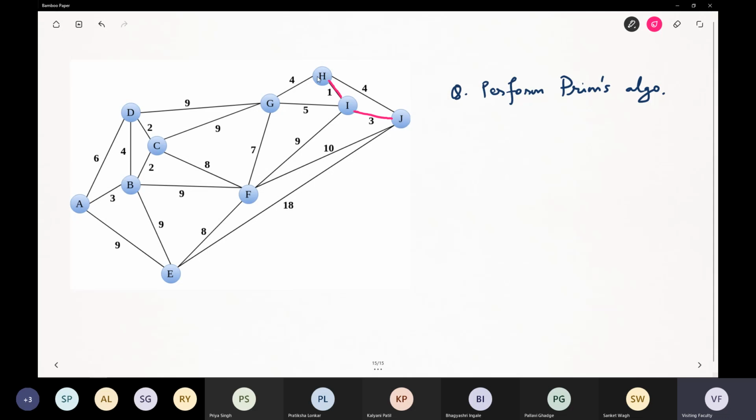Now among the edges connected to these, you cannot pick HJ which will form a cycle. Now you have GH of weight 4, GI weight 5, then IF, JF, JE. That's all. So the minimum weight now is GI with weight 5. Okay. Now from here, the edges that are incident on these are now either DG, CG, FG, FI, FJ, EJ. These are the only ones. So weights are 9, 9, 7, 9, 10, 18. These are the only possible ones. So the minimum weight among these is 7.